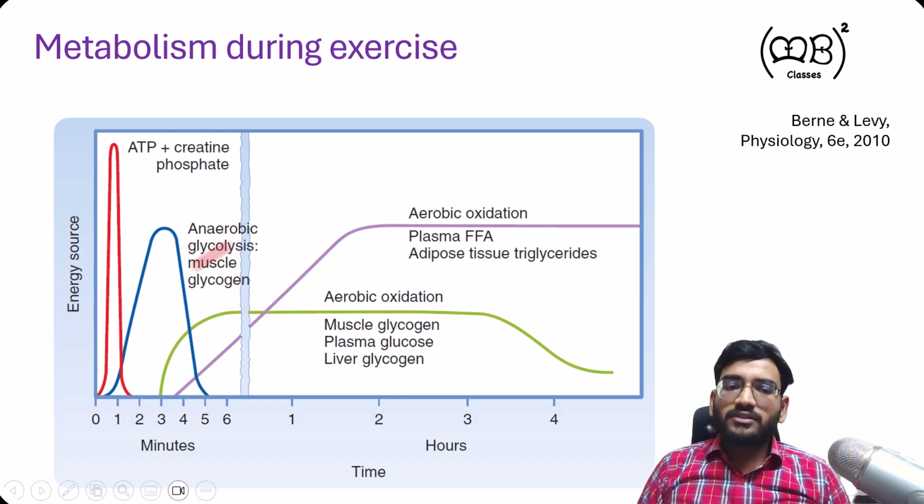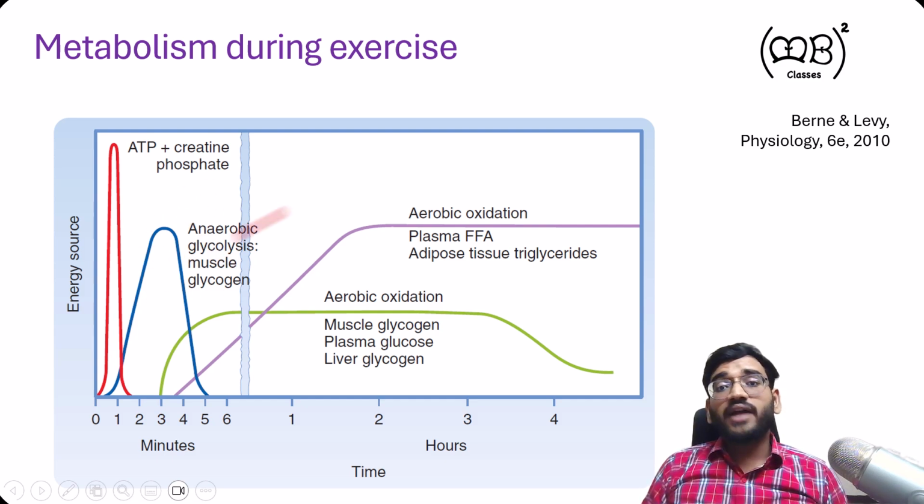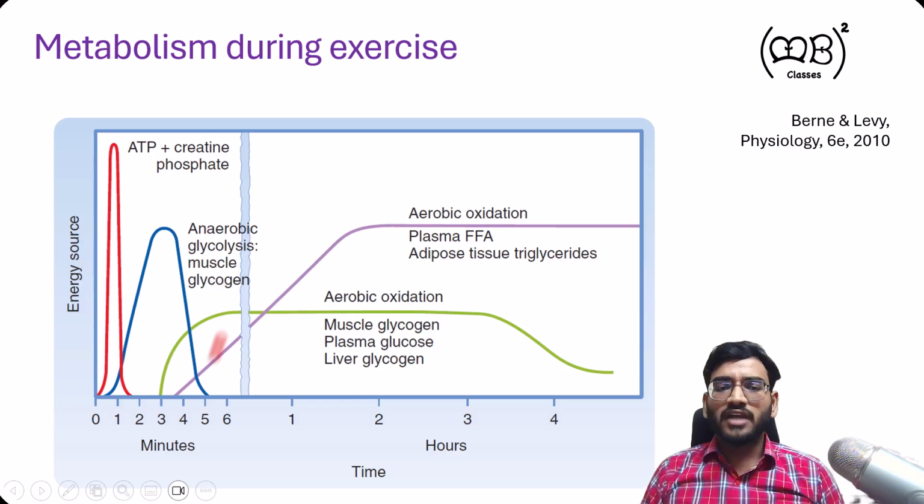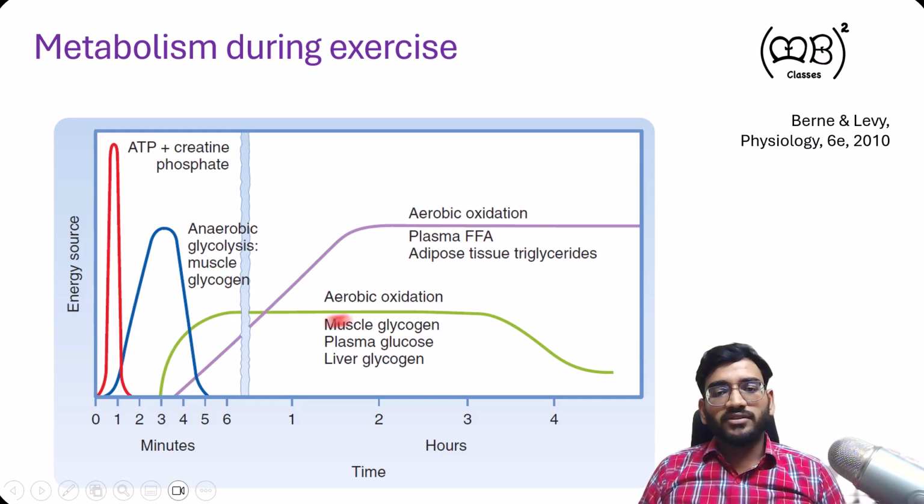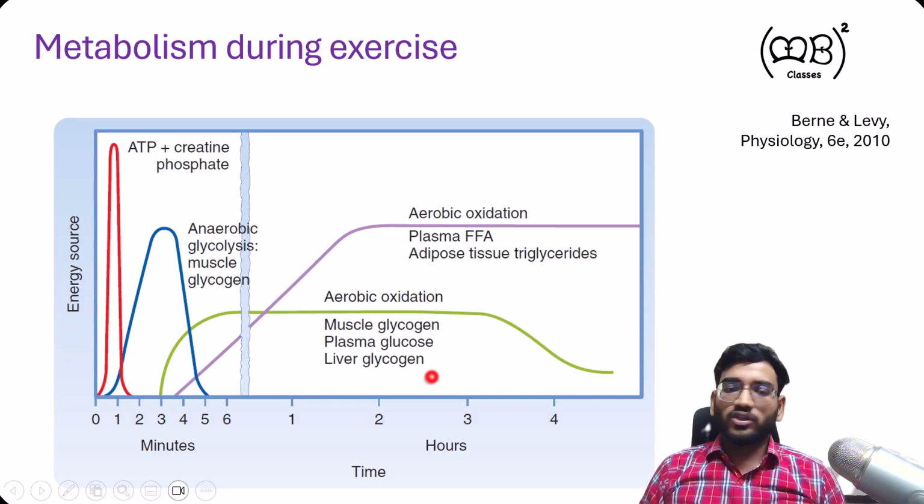Why? That is not just because the glycogen is being depleted, because glycogen stores last for a few hours. It is because via anaerobic glycolysis, lactic acid accumulates, and that lactic acid will inhibit anaerobic glycolysis. Now aerobic oxidation will take place. 66% of the aerobic oxidation would take place via fatty acid oxidation, which comes from the plasma or the adipose tissues, and the remaining 33% would be carbohydrate metabolism, from muscle glycogen, plasma glucose, or the liver glycogen.